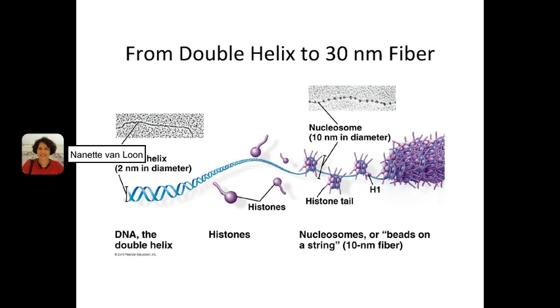This illustration from our textbook shows us how we go from the double helical level of the DNA all the way to the 30 nanometer fiber. So you see the DNA double helix here, and then you see the individual histone proteins. Notice that they have a tail, so you have a globular region and a tail region on each histone protein. 8 of those histone proteins come together to form the nucleosome core, and then the DNA double helix wraps around that core, making the nucleosomes.